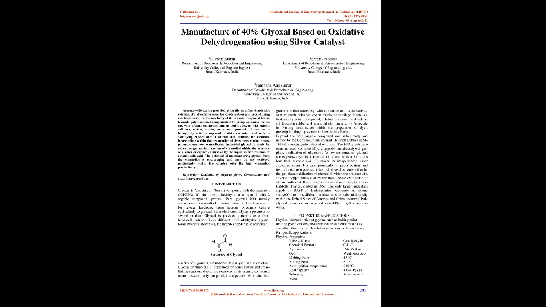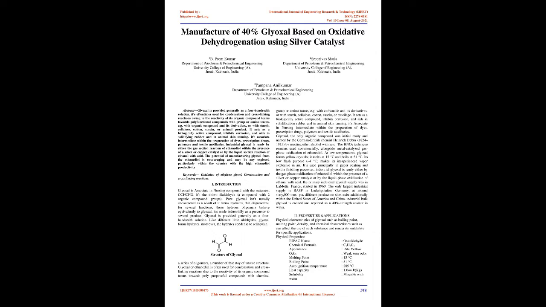Introduction. Glyoxal is an organic compound with the formula OHC-CHO. It's the smallest dialdehyde, a compound with two aldehyde groups. Pure Glyoxal isn't usually encountered because it forms hydrates, which oligomerize. For many purposes, these hydrated oligomers behave equivalently to Glyoxal. It's made industrially as a precursor to many products.